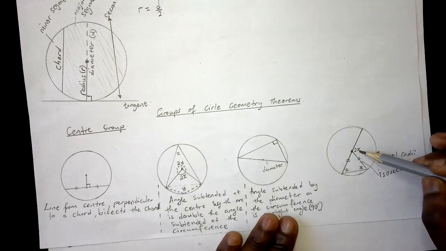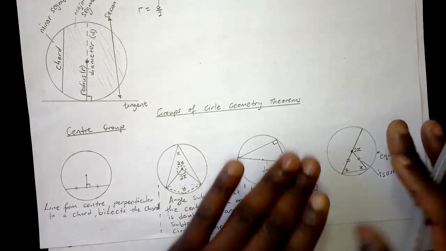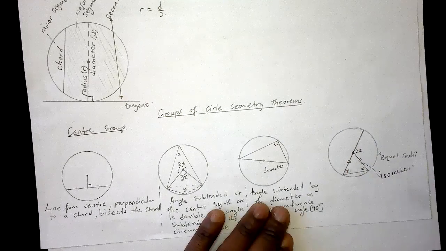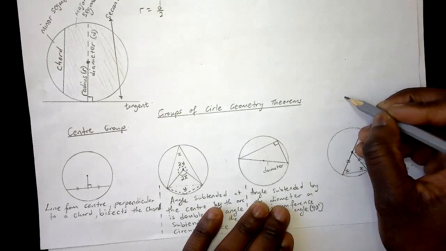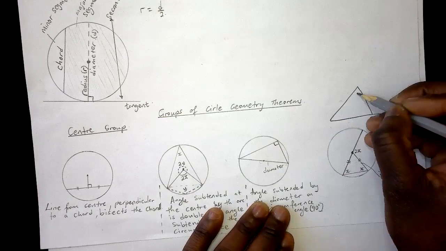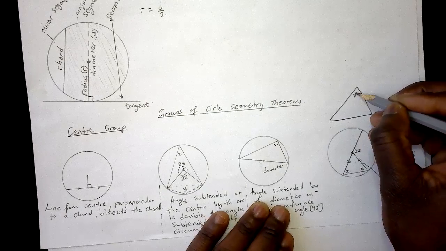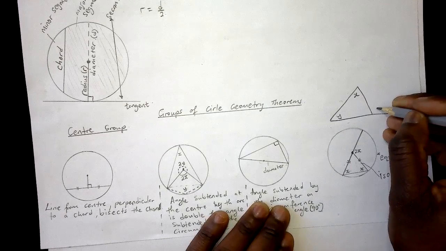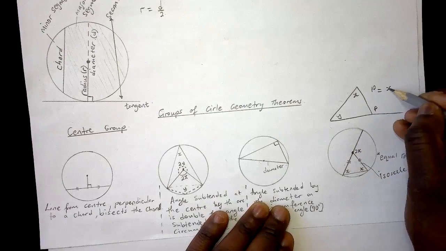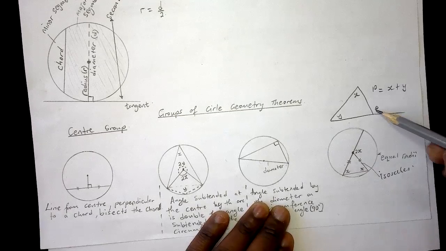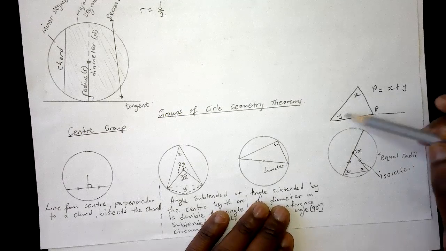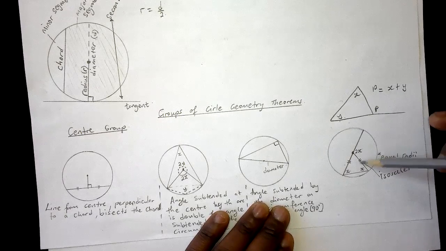And another thing here is the exterior angle of a triangle. If we look at this as a triangle, not as a circle, let's say this angle is x, this is y, and this exterior angle is p. Then p is equal to x plus y. The exterior angle is equal to the sum of the opposite interior angles. So you must always apply it, also inside circles.